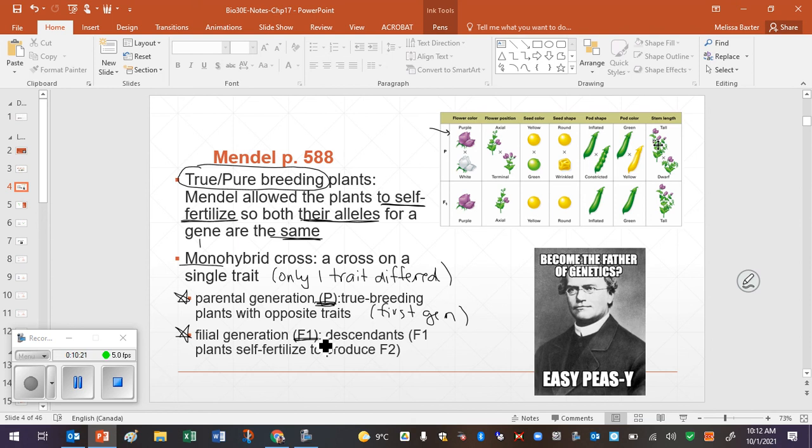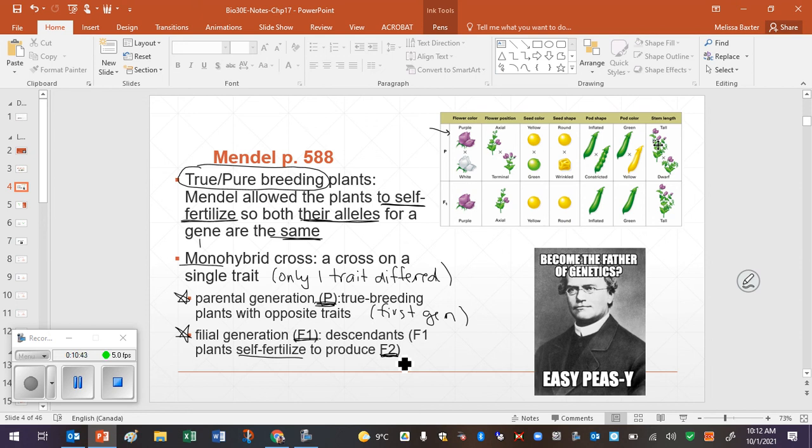In Mendel's work, he would always take 2 of these F1 plants and then make another generation after that. So he would let these F1 plants self-fertilize and produce F2, a second filial generation. We could make F3, F4, F5, F1 million. We could keep going forever and ever.